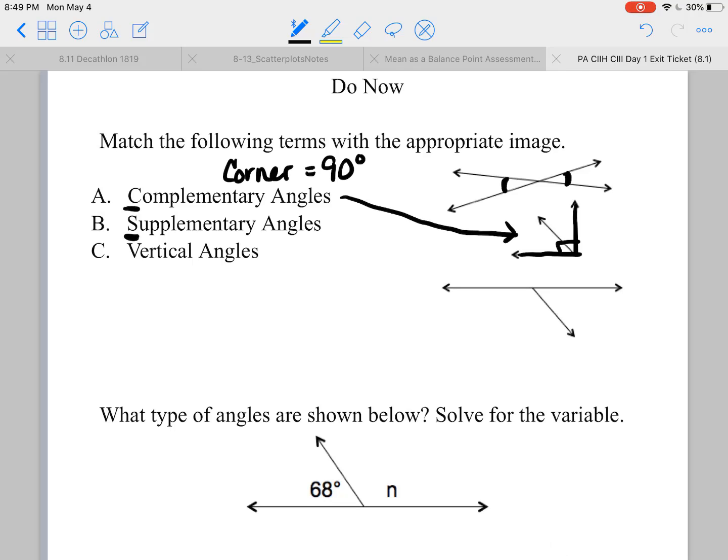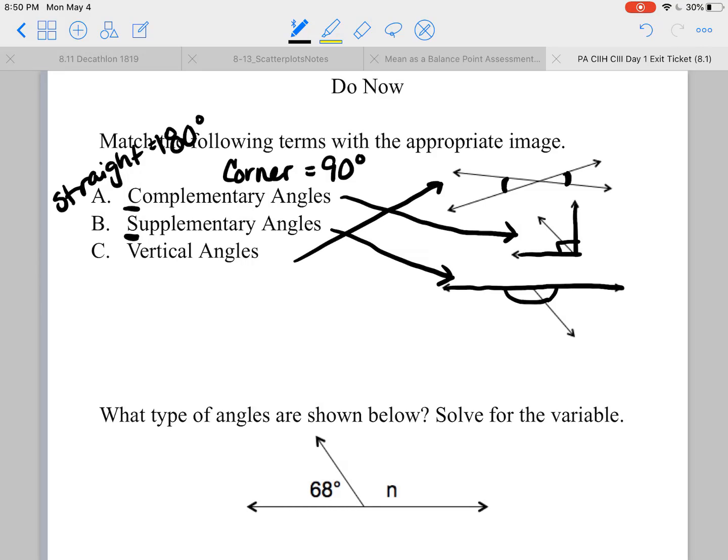Supplementary starts with an S, as does the word straight. A straight angle is 180 degrees, and so are supplementary angles. Looking at this bottom, we have a straight angle made up by 2 angles, so this is our supplementary angle. Vertical angles are formed by 2 straight lines and are across from one another, which we found in the first example. Number 3, what type of angles are shown below?